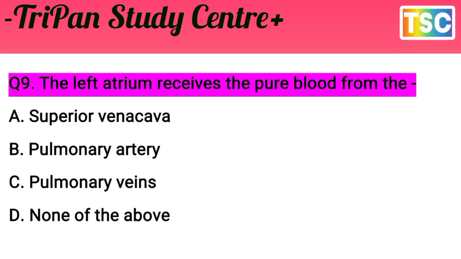Question here. The left atrium receives the pure blood from the: A. Superior vena cava, B. Pulmonary artery, C. Pulmonary vein, and D. None of the above. Do you understand the question? The question is very interesting.